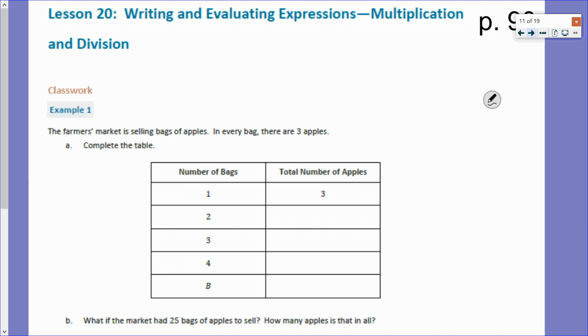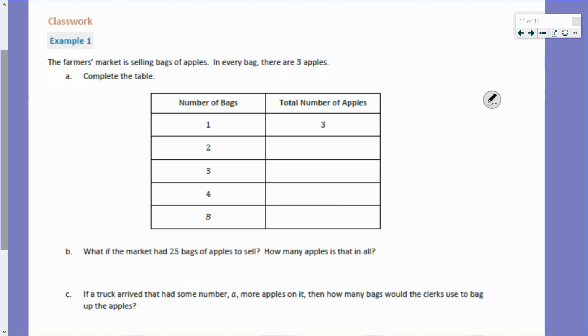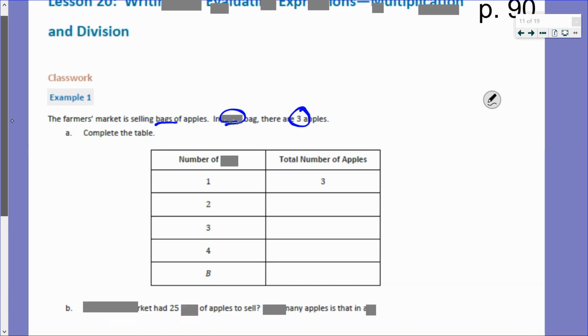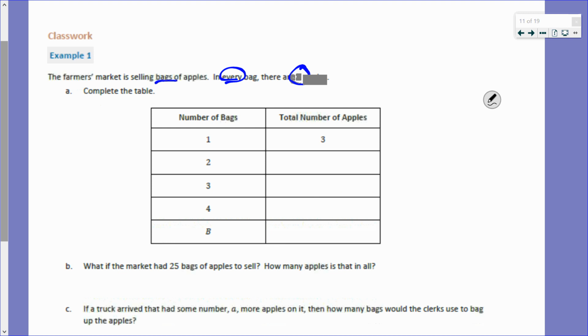Here's our next one. Now we're going to look at multiplication and division. Here's our big difference. Farmer's market selling bags of apples. In every bag, there are 3 apples. Page 90, guys. If I have 2 bags of apples, how many apples are there? 6. 3 bags, 9. If I have some number B, it's going to be B plus 3. Everybody good with that?